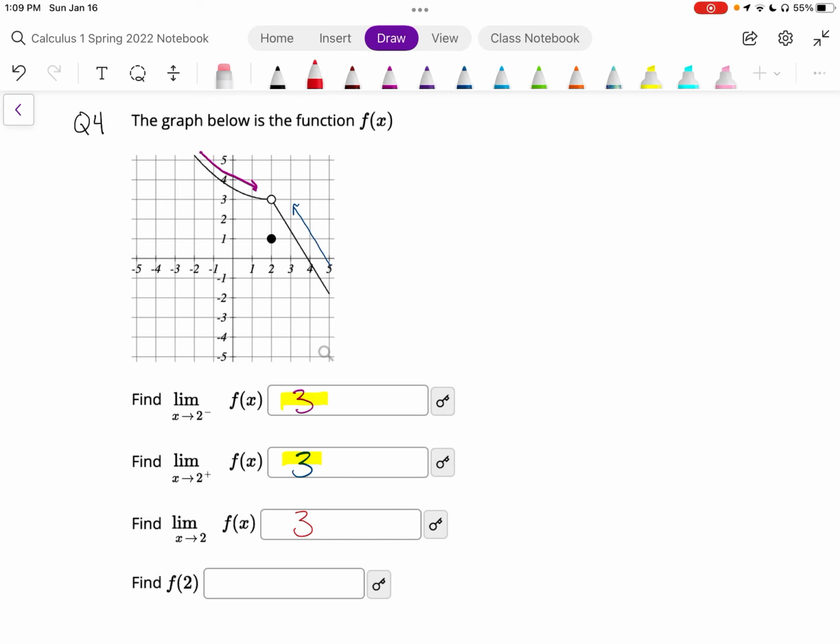All right, the last thing we're supposed to do is find f of 2. What is the actual function value at 2? Where does it actually exist, if at all? And it does exist. It exists right here. Okay, so that is f of 2, right there where I put the dot. That is, if I plug 2 in, that would be my output value. Okay, and that value is 1. And it's okay that they're different. All right, so now you're going to move on and try question 5.